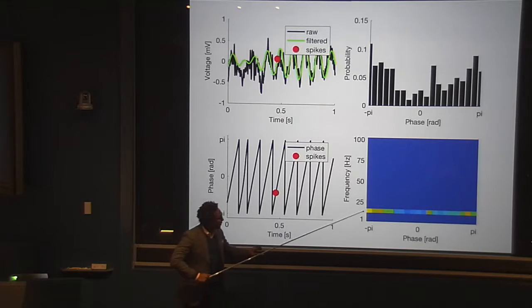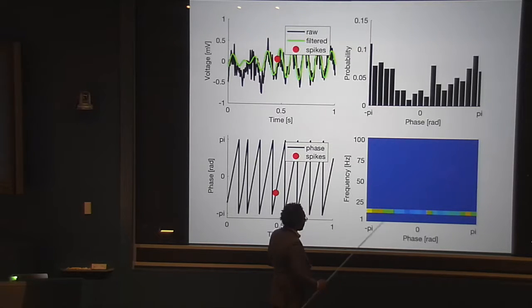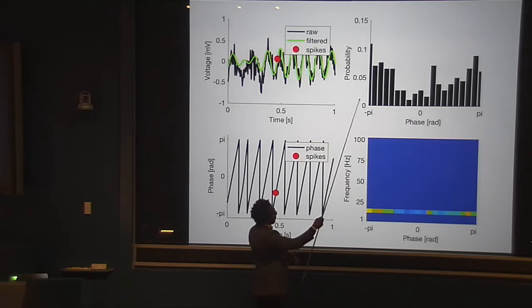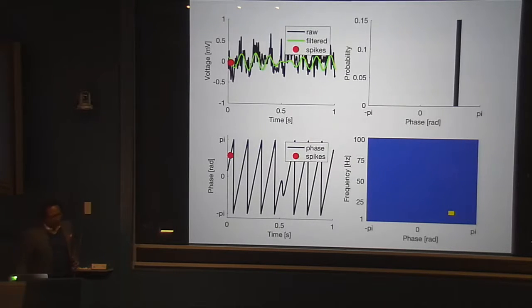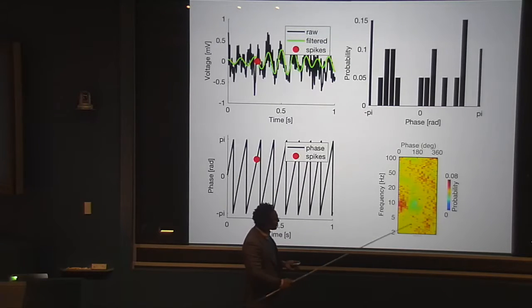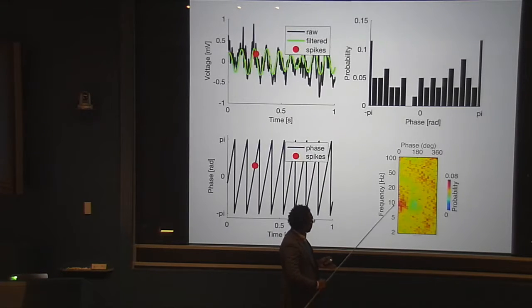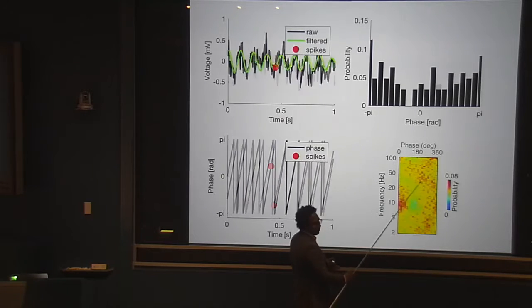And so you can build a color coded map for the preference for spiking at a particular frequency at a particular phase. So if you imagine this histogram turned on its side and the peaks being represented by the hotter colors, you would get that stripe. And you can do that for different frequencies, and when you do that, you end up with a picture that looks like this, which describes the probability that a particular neuron wants to fire at a particular phase of an oscillation at a particular frequency.